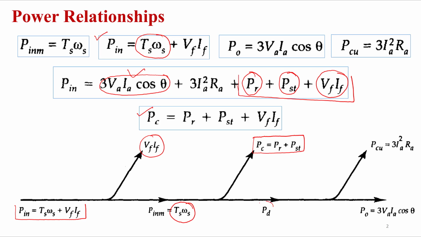Then the remaining power is PD, the developed power. If we subtract the copper loss in the armature from the developed power, we get the actual output power of the generator, that is 3 VIA cos theta, right? So this is your power flow in the synchronous generator. I hope till now there is no doubt.